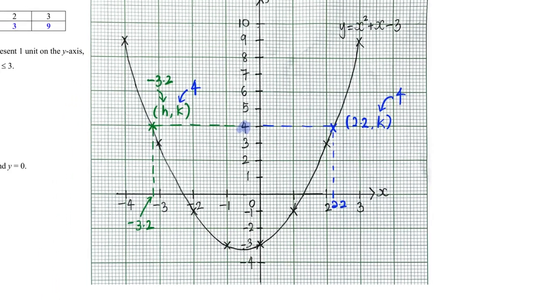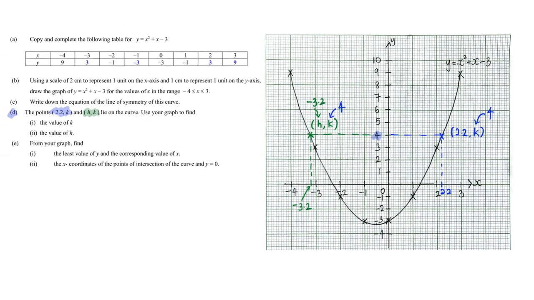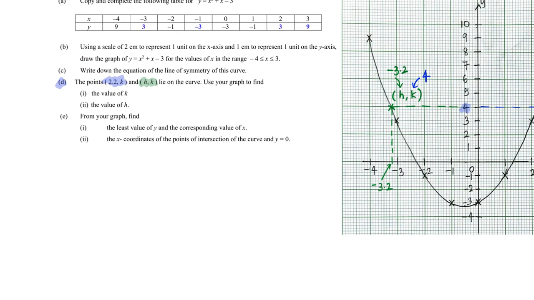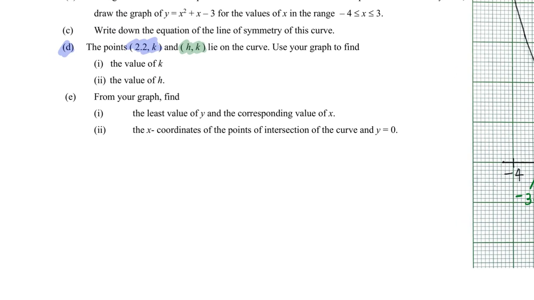So going back to the question, let me zoom out again. Therefore, I would be able to write down my answer for this question now. For D part 1, my k is equals to 4. And for D part 2, my h is equals to negative 3.2.